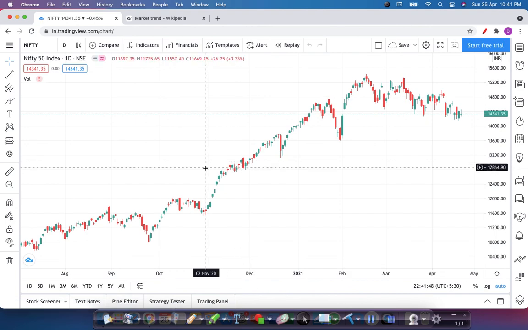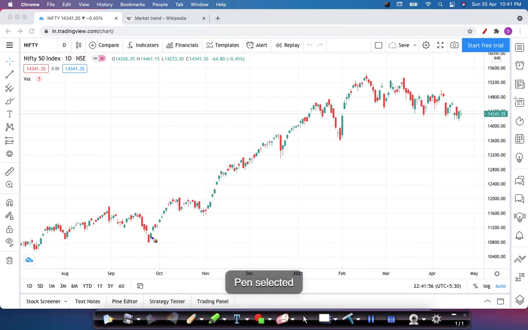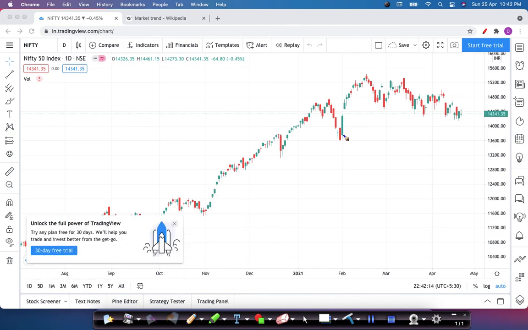So this is a Nifty 50 chart. If you look at this chart, this is a daily chart. That means one candle is of one day. For example, this candle denotes the movement during one day, during that particular day. That means the market opened here and it closed here. So on that particular day, market opened here and then it closed here.